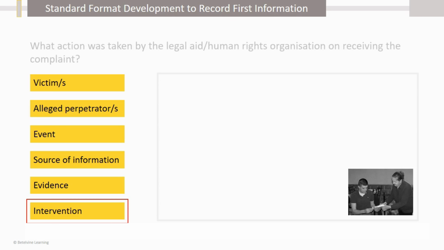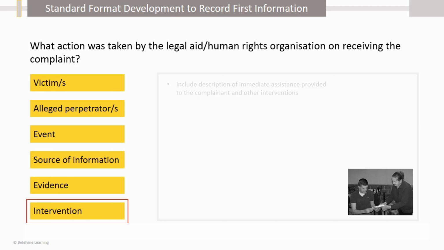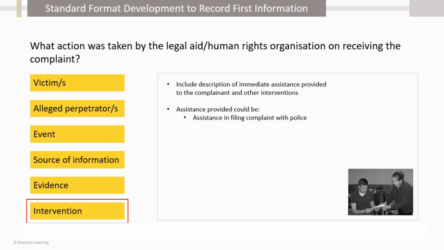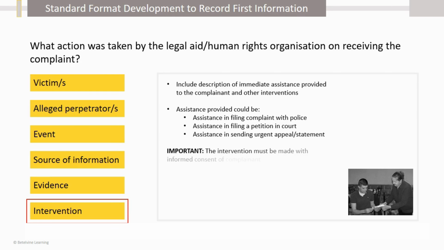Intervention. What action was taken by the legal aid or human rights organization on receiving the complaint? This would describe the immediate assistance provided to the complainant and other interventions made in the case. Assistance provided could be of different nature, such as assistance in filing a complaint with the police, or assistance in filing a petition in the court, or sending an urgent appeal or a statement. Remember, any intervention made must be done with informed consent of the complainant or the victim.